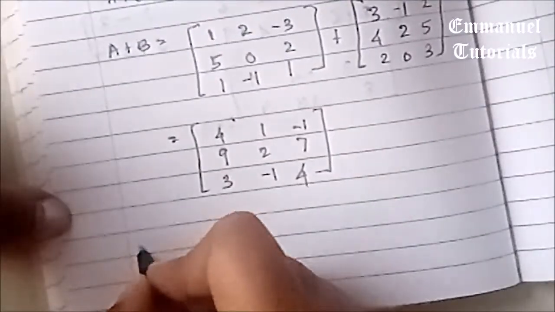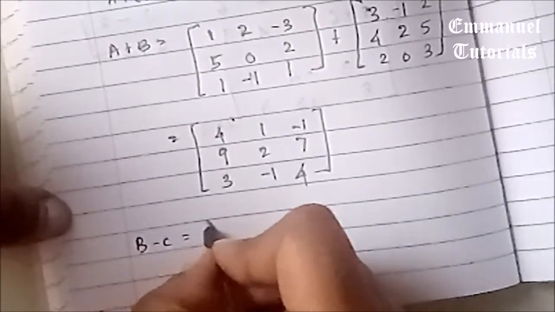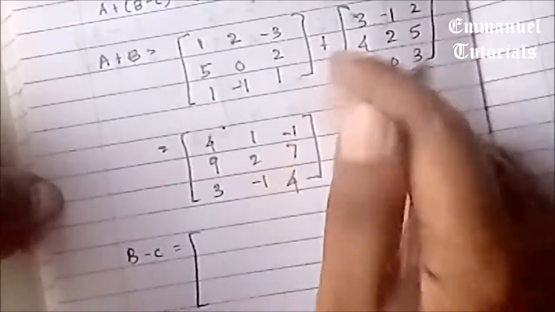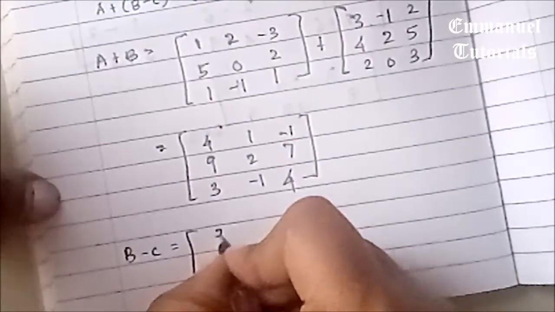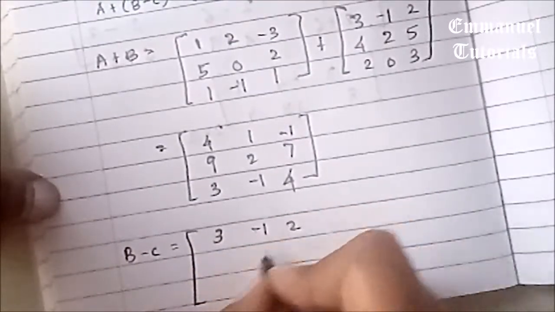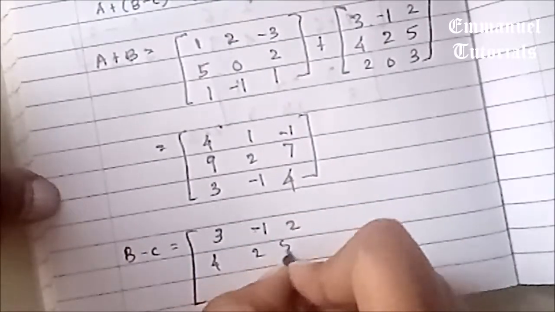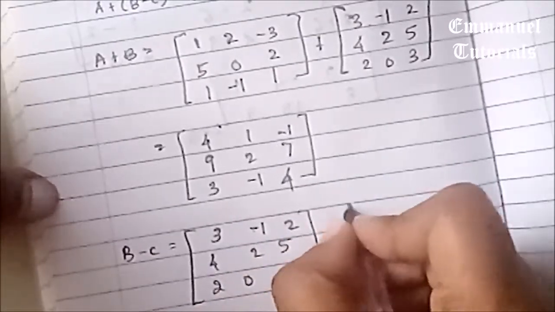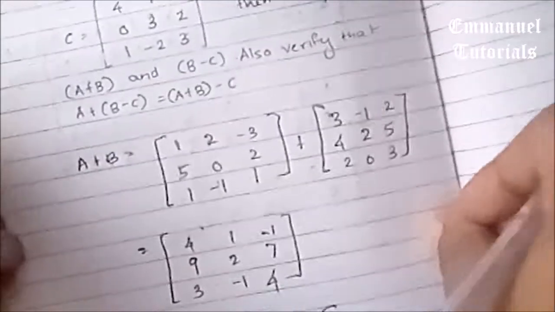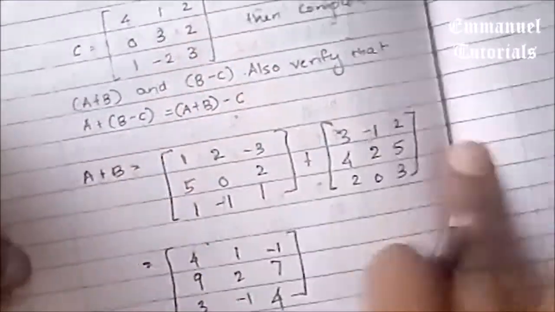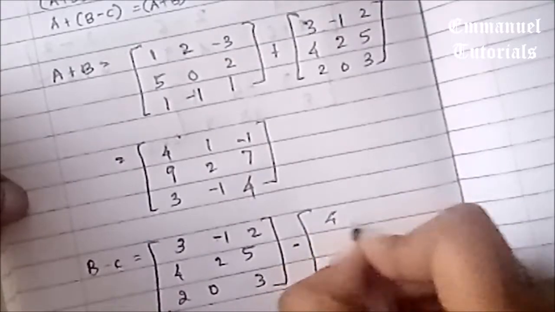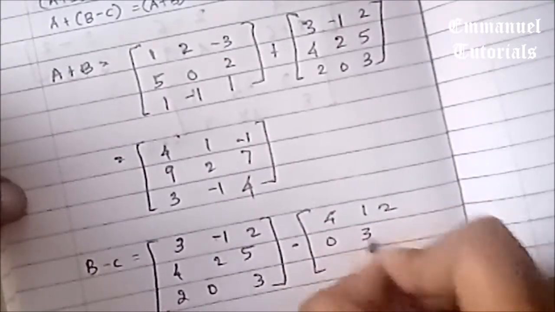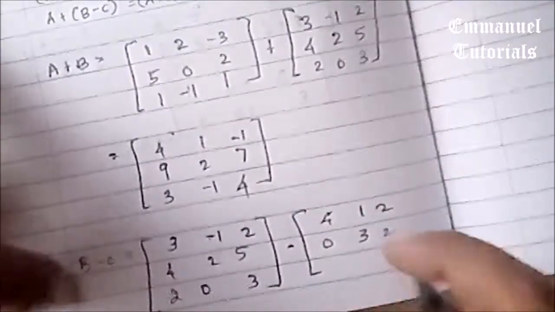Now let's find out B minus C. B minus C is equal to B, which is already here, 3, minus 1, 2, 4, 2, 5, 2, 0, 3, minus C, which is 4, 1, 2, 0, 3, 2, and the last row is 1, minus 2, 3.